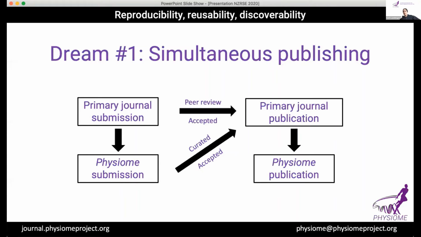If they publish, we also publish, if the code is up to standard, of course. If they don't publish, we don't publish, because then you don't have a primary publication. We don't want to compete with these primary journals. We want to be a complement instead.